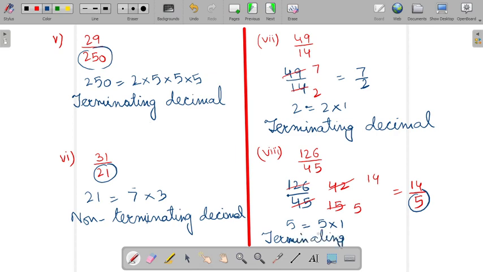So what did you learn? If the prime factors of the denominator are either multiples of 2 or multiples of 5 or both of them, then it is a terminating decimal expression, or it can be converted into a terminating decimal expression. Otherwise, it is a non-terminating decimal expression.